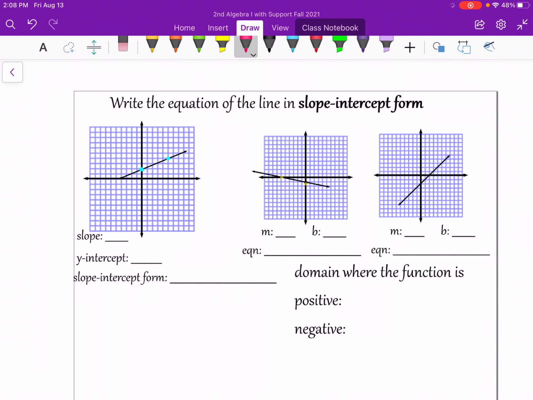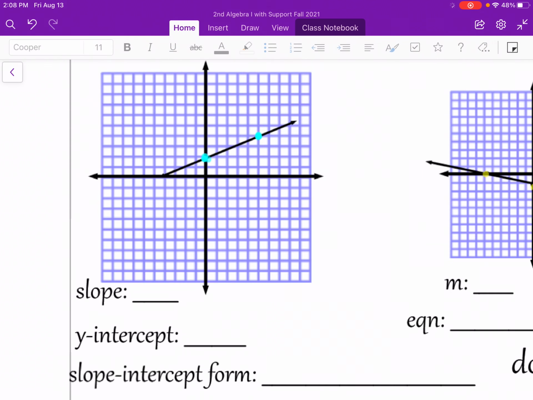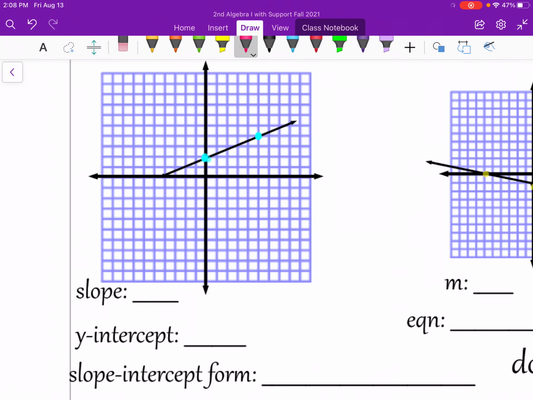Okay, so again, the slope is rise over run. So I'm going to start at one of these points, and I have my rise. I'm going up 2, so that's a rise of 2, and then I'm going to do a run, which is positive 1, 2, 3, 4, 5. So my slope is 2 over 5.